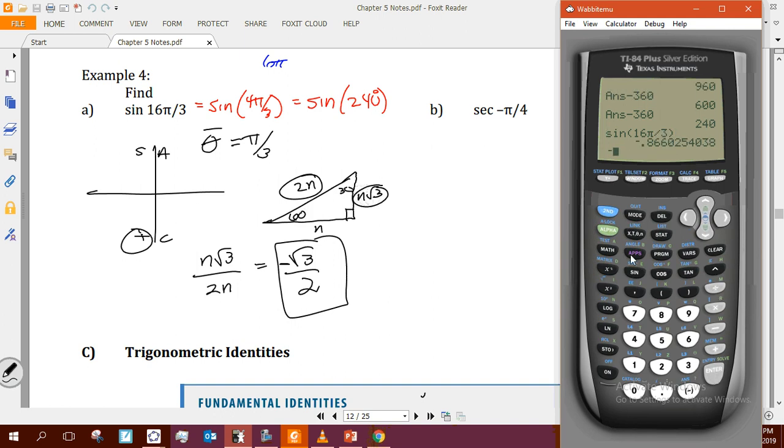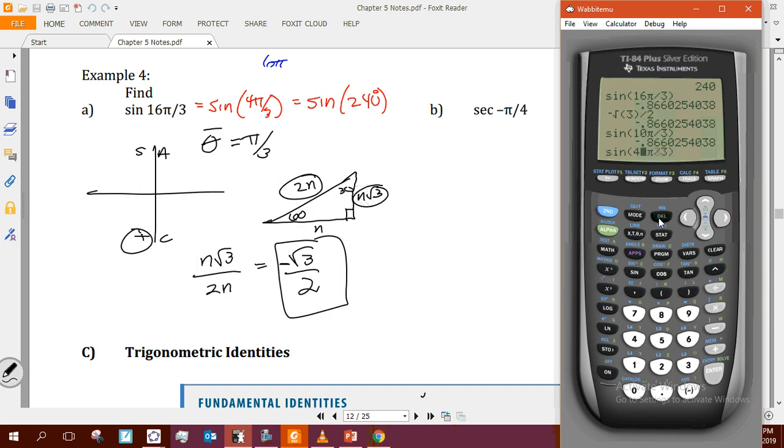Is that negative radical 3 over 2? Okay, and just to prove my point, is that the same thing if I go, all right, second, enter, get back to this. If I subtracted 6 pi from that, that would have been 10 pi over 3, gives me the same quantity.